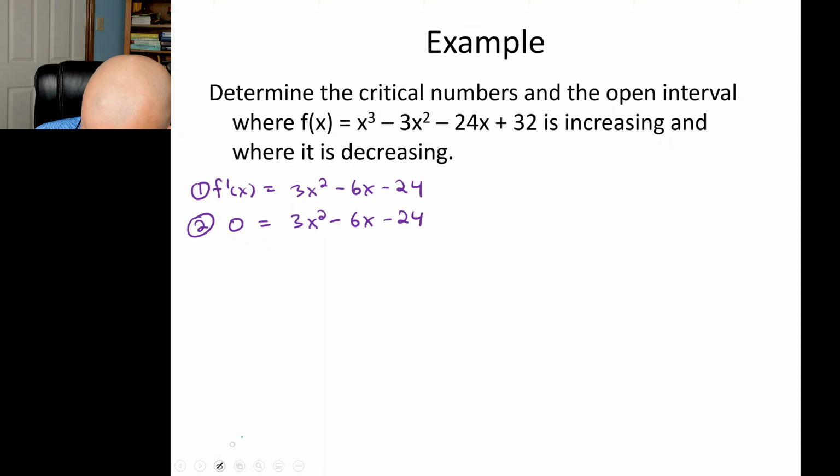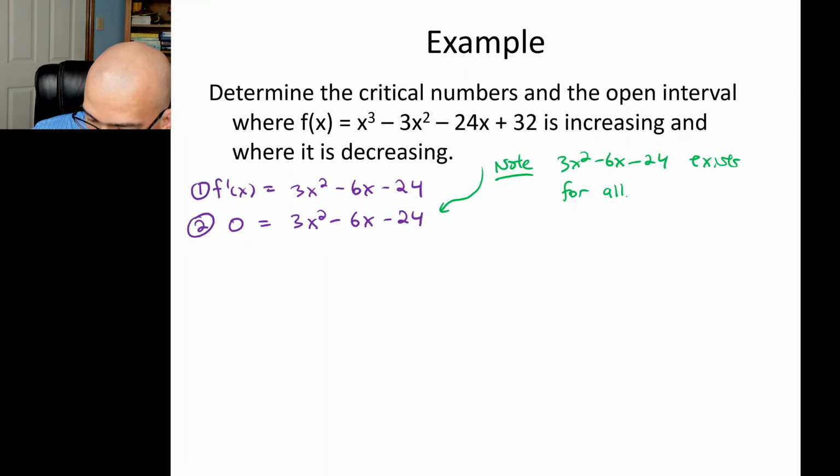And note, 3x squared minus 6x minus 24 exists for all x. There's no division, so we can't end up dividing by 0.